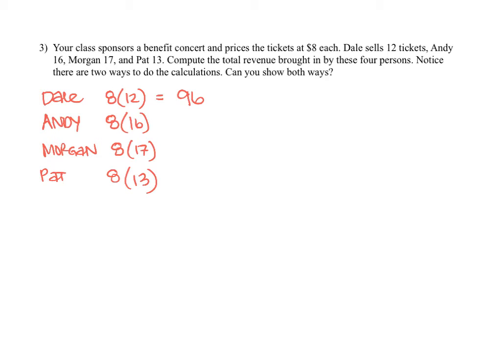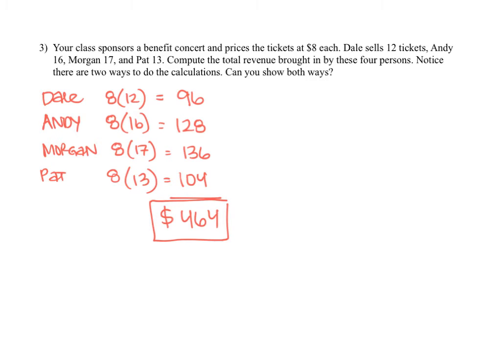So Dale had $96 that he sold. Andy had $128. Morgan had $136. And Pat had $104. And so then if I add up all those totals, I see that together they made $464. So that's one way you could do it.